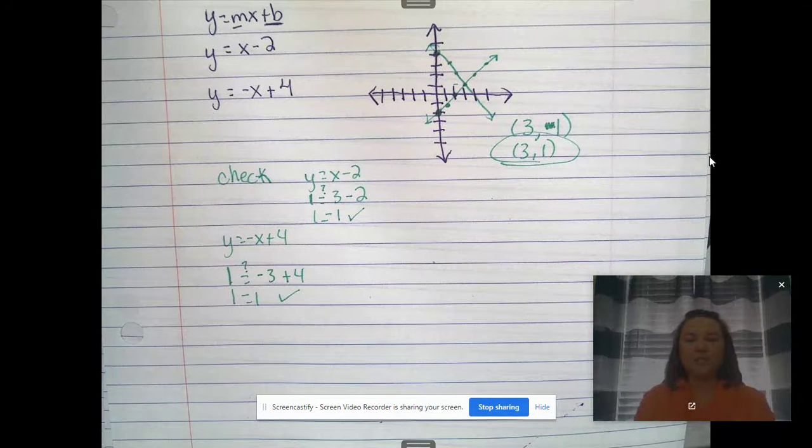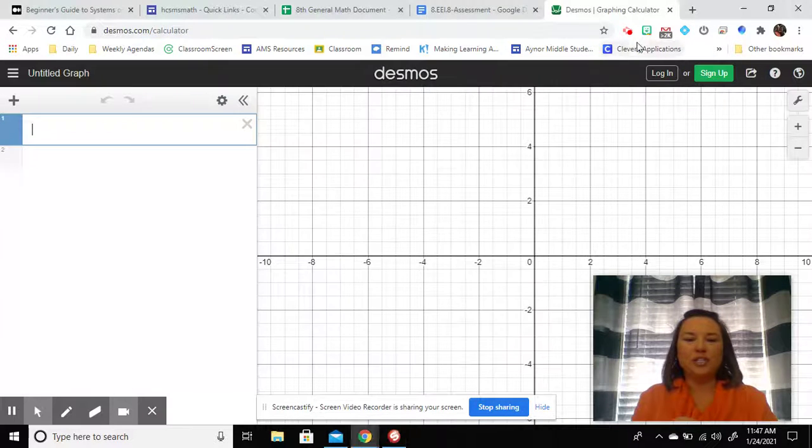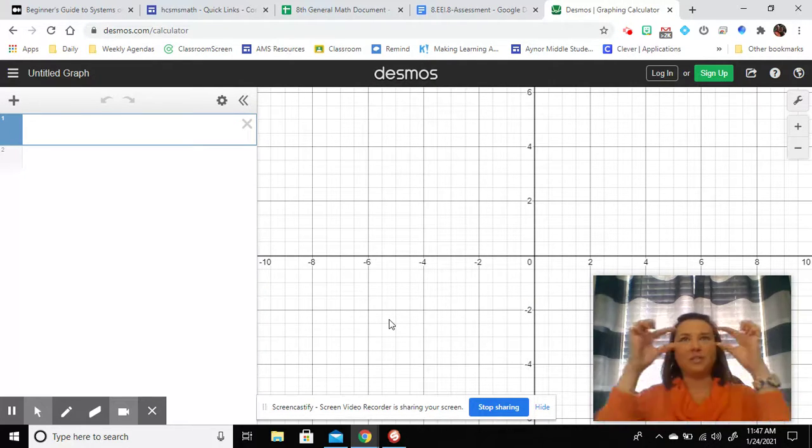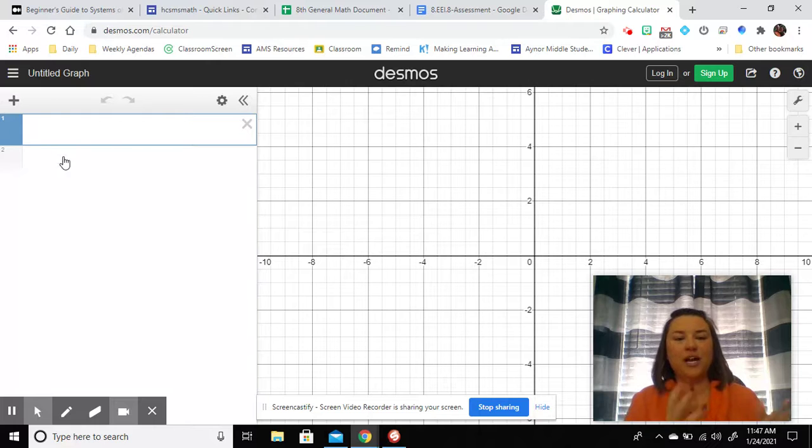So I want to show you Desmos. Let me change screens here. Here's Desmos, and Desmos is desmos.com. It's an online calculator. Hopefully you've seen it before. When you type that in, there's going to be a little blue button there that says go to graphing calculator, and you want to click that. So right over here is where you type in your equations.